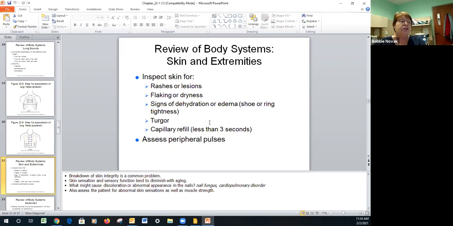And then you're also going to check your peripheral pulses when you're checking your extremities. We're checking our extremities to see if they move in the correct manner. Do they have range of motion? Is there any pain? And then we're going to check all our peripheral pulses.